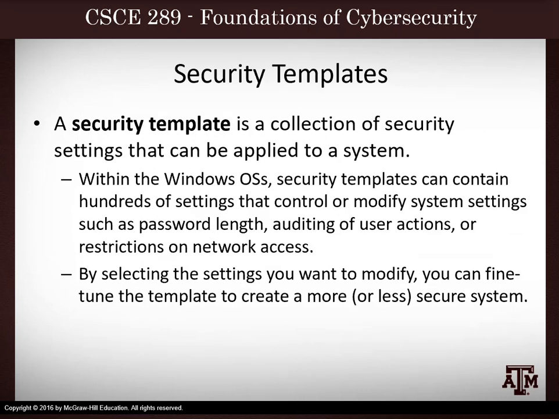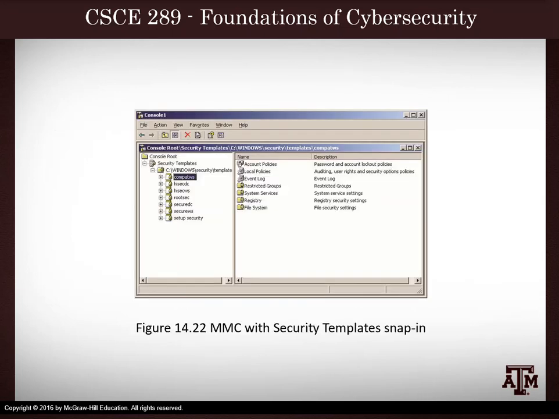Then you have things called security templates, and they're a collection of security settings that are applied to any system. So again, defaulting to Windows operating systems, you have account policies, event log settings, file permissions, registry permissions, restricted groups, etc. Basically, it's a collection of security settings that can be applied to the system, and there's hundreds of settings. So you basically have a template, and typically you have set defaults that you can then go in and modify and fine-tune to create the system that you need for your environment, more or less secure. And here's just an example of that.